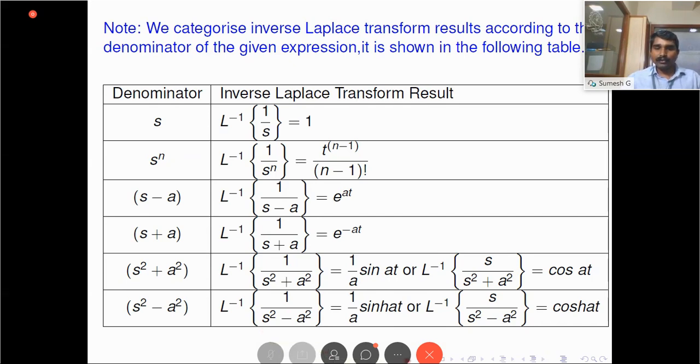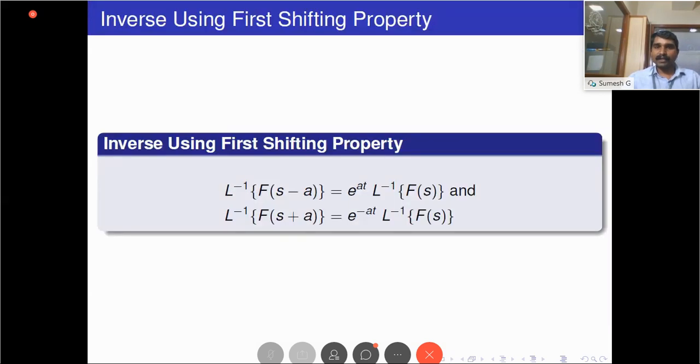Now we move on to the next section. Inverse using first shifting property. First result is inverse Laplace transform of f of s minus a is equal to e raised to at into inverse of f of s. Second one, inverse Laplace transform of f of s plus a is equal to e raised to minus at into inverse of f of s.